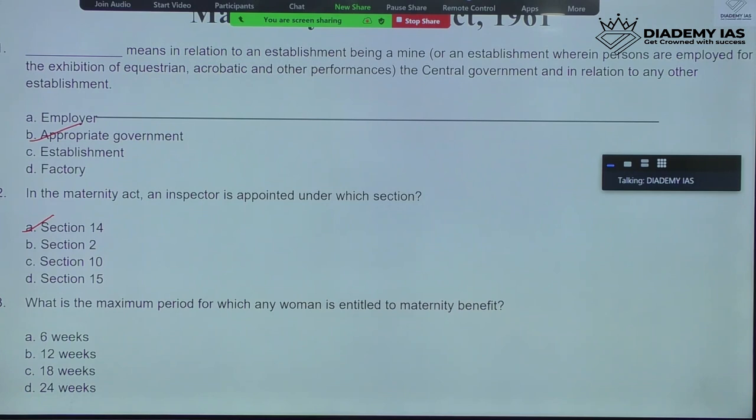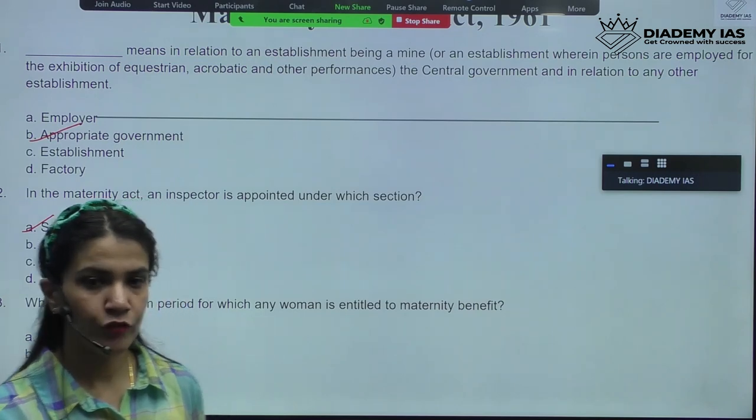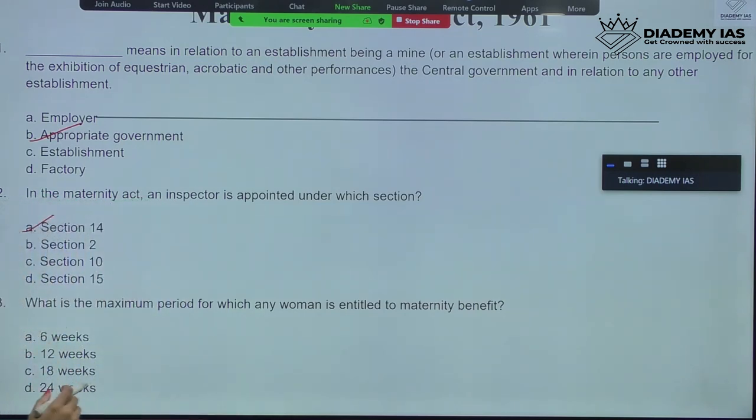What is the maximum period for which any woman is entitled to maternity benefit? We have done that also, from 12 to 24 weeks. So basically, the minimum number of weeks is going to be 12. Okay?